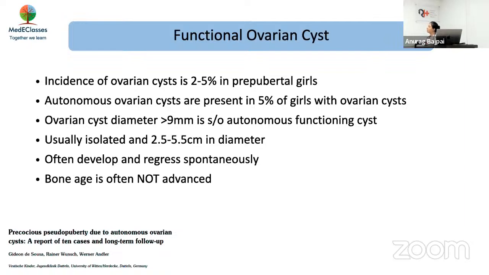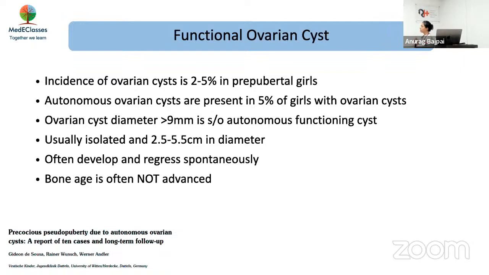The incidence of ovarian cyst in general is 2-5% in prepubertal girls, and among these, autonomous ovarian cysts, 5% is huge, which means that so many girls will be roaming around with ovarian cysts. Among these 2 to 5%, approximately 5% have autonomously functioning ovarian cysts. Usually a diameter of more than 9 millimeters is suggestive of autonomous function.